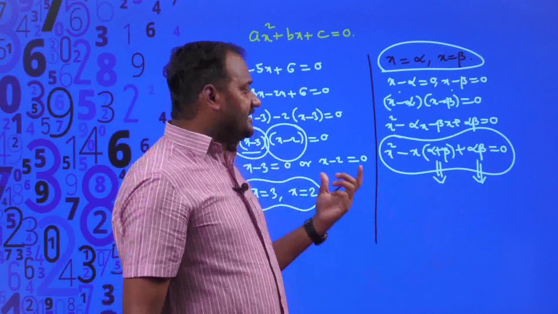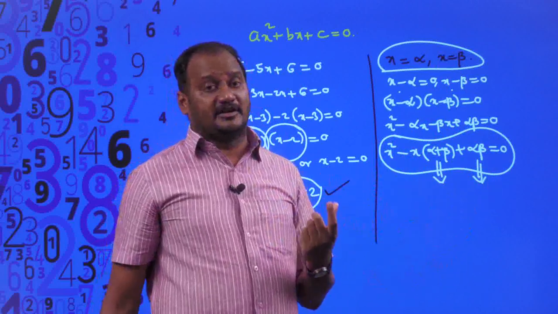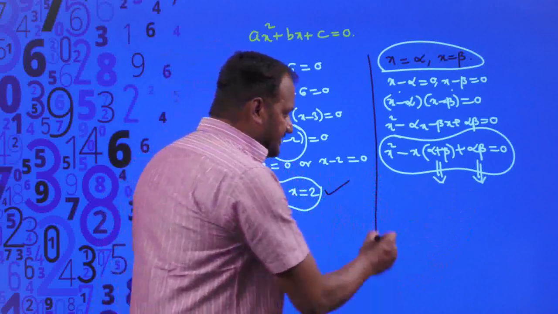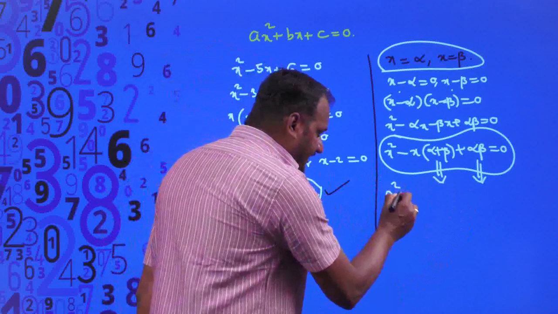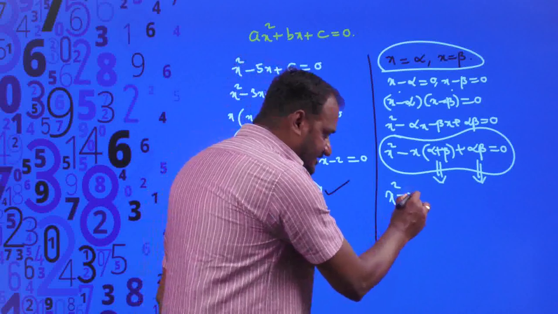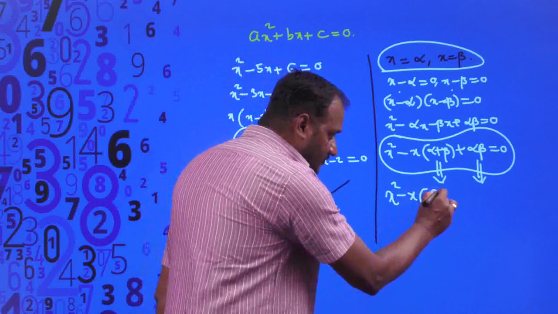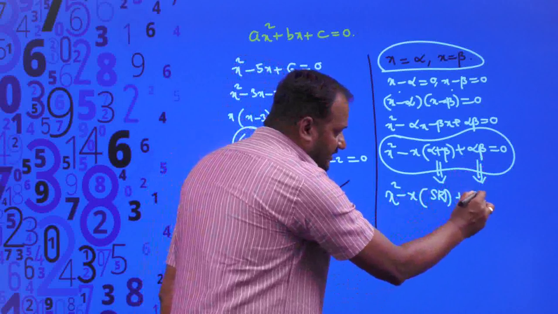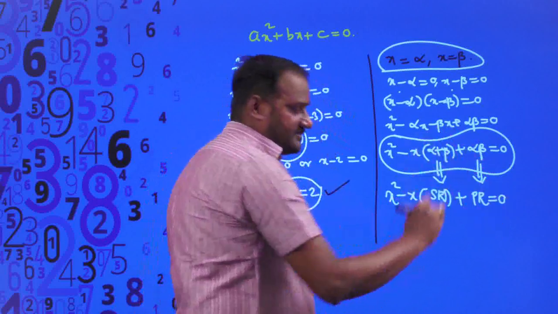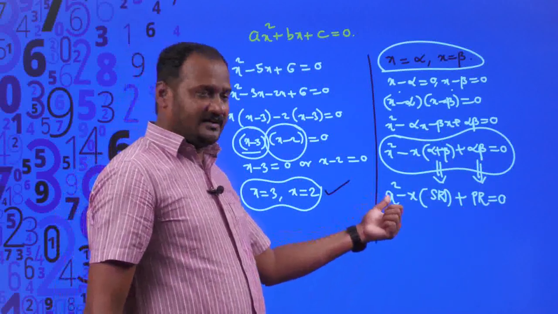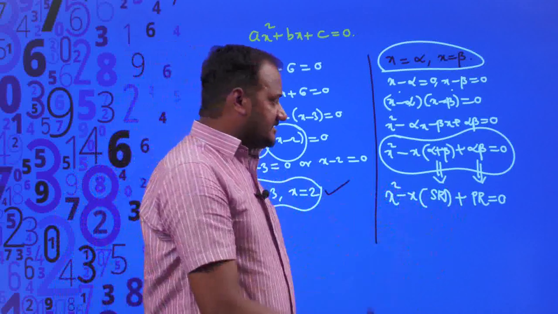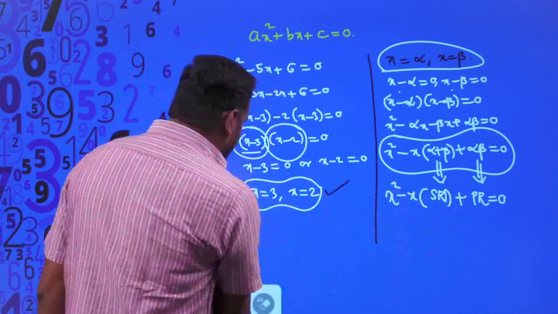So you can easily find a quadratic equation when the roots are given, just by writing x square minus x into the sum of the roots plus alpha into beta, the product of the roots, which is equal to 0, right? x square minus x into sum of the roots plus product of the roots. Let us take one example to understand this concept.